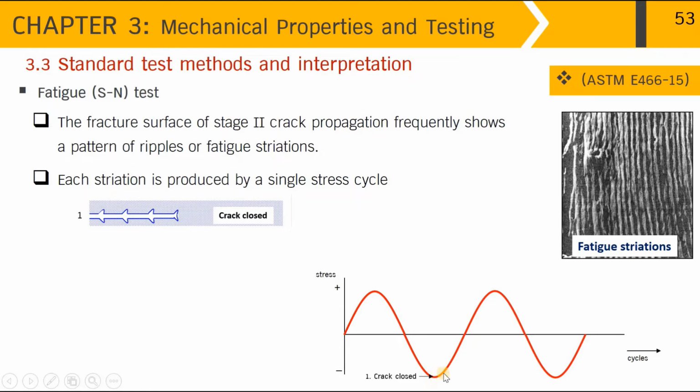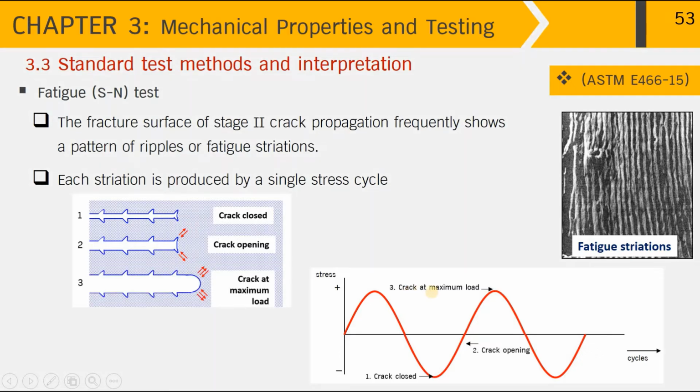And once the load is increasing along the red line, the crack is now opening. And there are some slip planes operating at the tips of the striation. And further, once the load is increasing, approaching the maximum load over here, the crack at maximum load is blunted and advanced forward to another step like this.